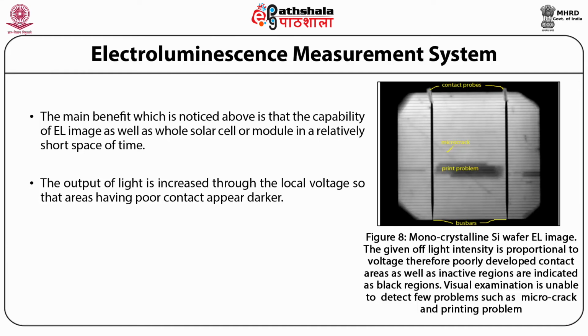The electroluminescence image of a monocrystalline silicon wafer is shown in figure 8. The light intensity is proportional to voltage, therefore poorly developed contact areas as well as inactive regions are indicated as black regions. Visual examination is unable to detect a few problems such as microcracks and printing problems.